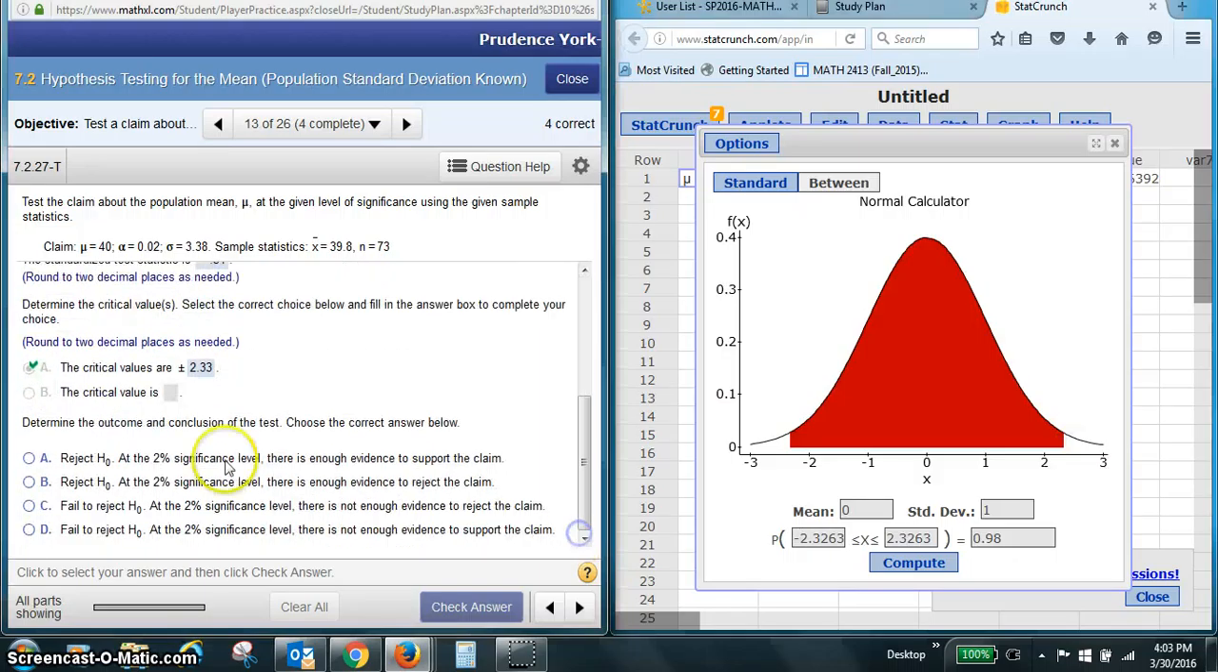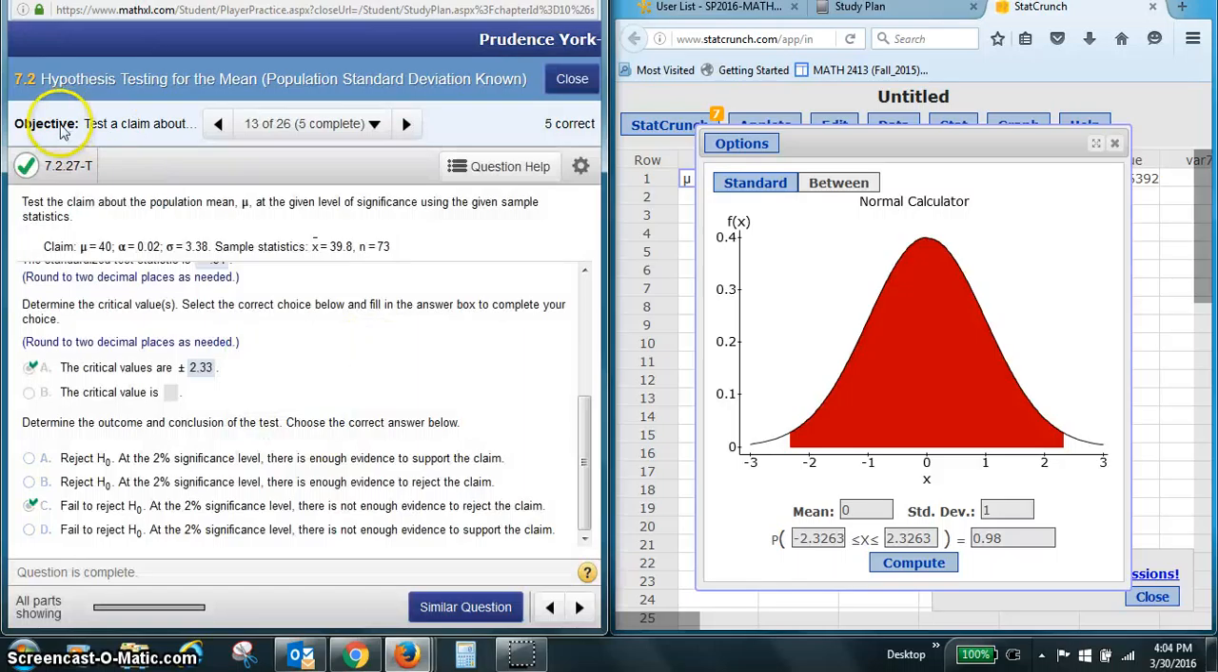So in this one, we fail to reject H sub 0 at alpha equals 0.02, which is our significance level. Our claim was the null hypothesis, so there is not enough evidence to reject the claim. You have to realize that the null hypothesis was our claim. So if we fail to reject the null hypothesis, there's not enough evidence to reject the claim. So we'll check that.